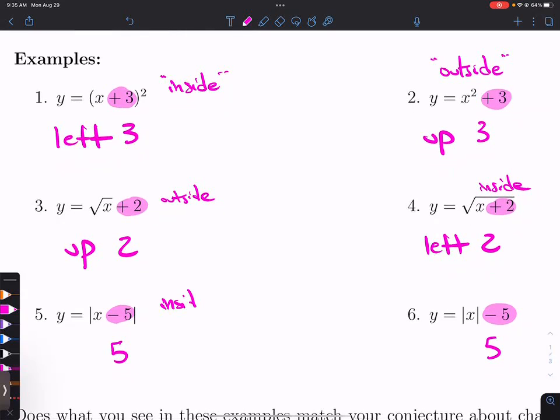Okay, and then again, this is inside, this is outside. So absolute value of x minus 5, that's 5 to the right, and the absolute value of x minus 5, right? Long pause, because it's happening on the outside, it moves everything down.